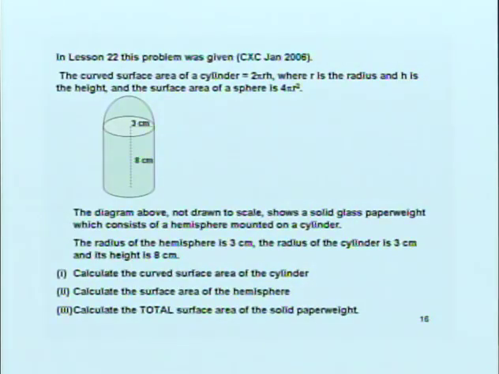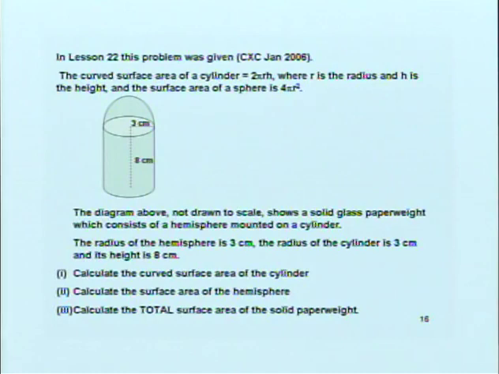In lesson 22, this problem was given. It was taken from CXC January 2006. The curved surface area of a cylinder is 2 pi rh, where r is the radius and h is the height, and the surface area of a sphere is 4 pi r squared.